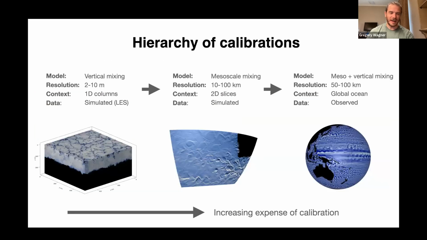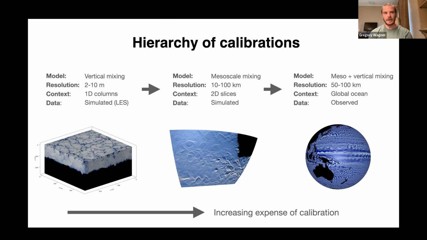I just like to emphasize that for ocean modeling, the problem is even harder than that, because we're not just interested in doing a single a posteriori calibration. We actually need to do a hierarchy of calibrations to make this feasible. So I'm sketching out a vision. This is not achieved yet, but this is one vision for how you might develop and calibrate a global ocean model. In this vision, we would start by developing a model for vertical mixing, on the left. And then we calibrate that model in a one-dimensional context at a resolution of 2 to 10 meters, and our source of data is simulated.